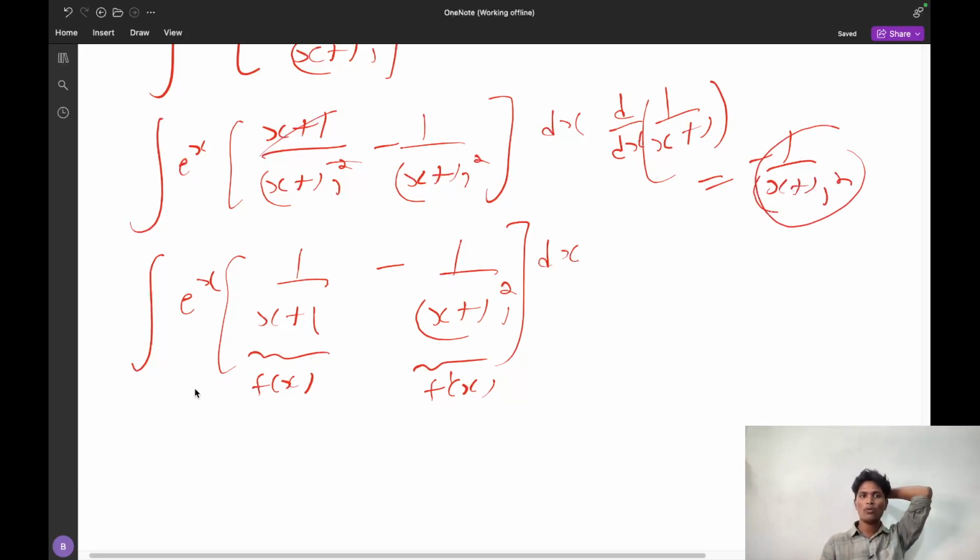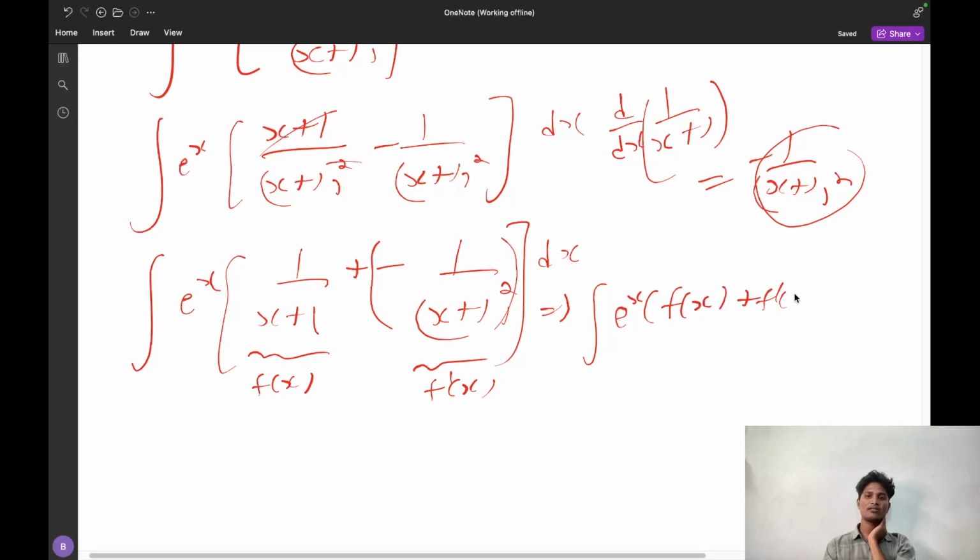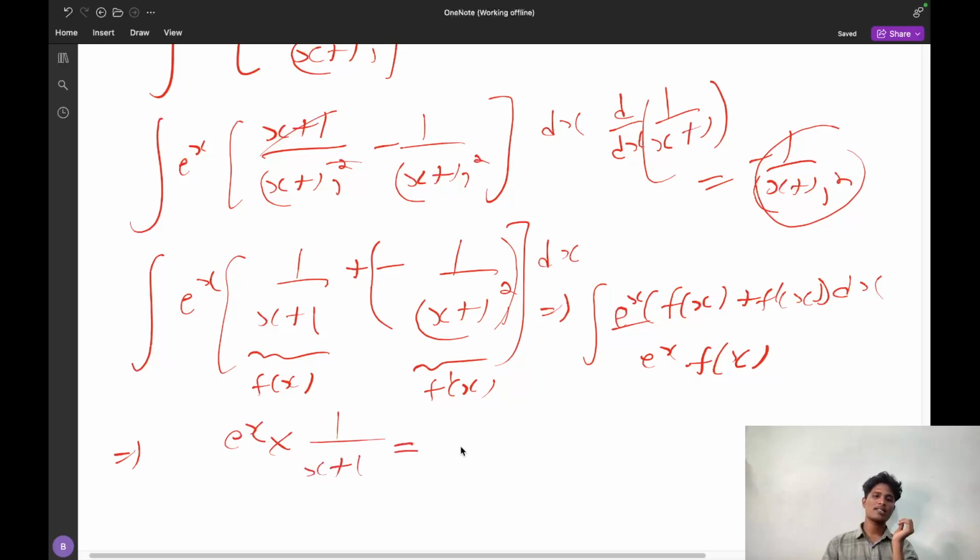So I can write like this: this entire thing can be compared to integral e power x into f of x plus f dash x whole multiplication of e power x into dx. The answer is e power x into f of x. So what is the answer of this? It is simply e power x into f of x, where f of x is 1 by x plus 1. So the answer is e power x divided by x plus 1.